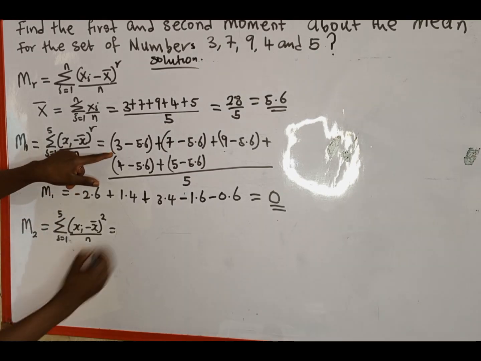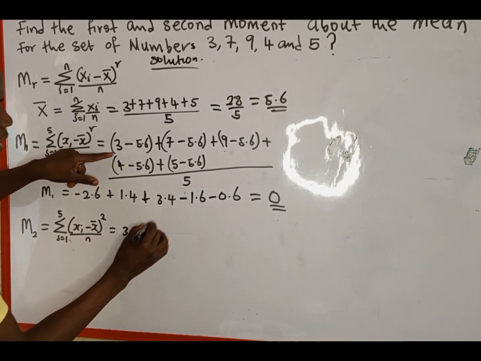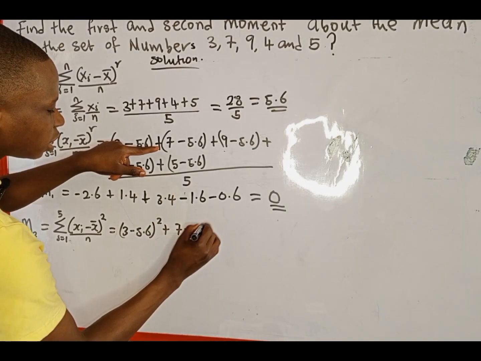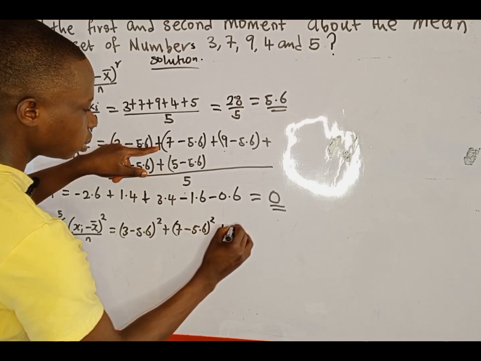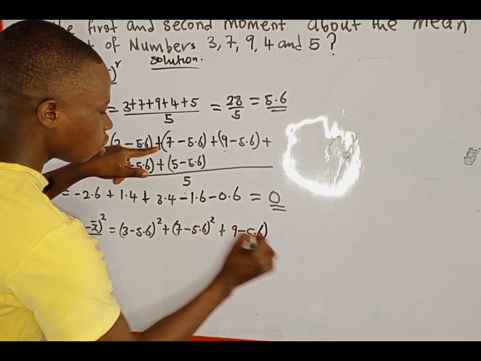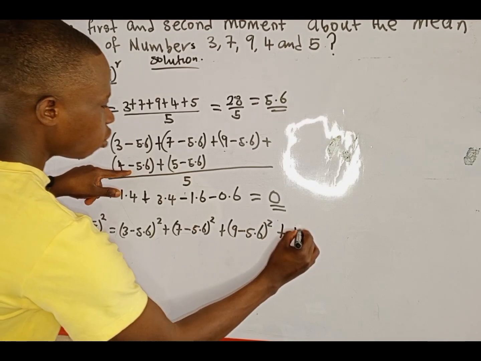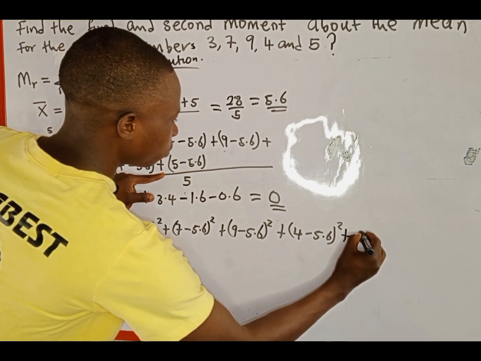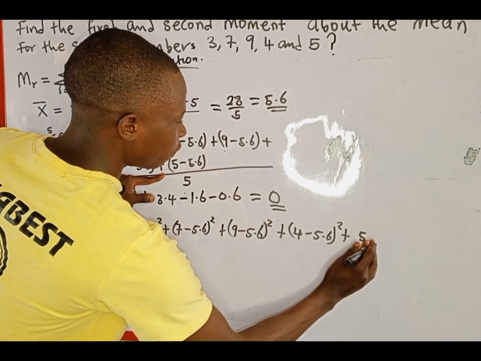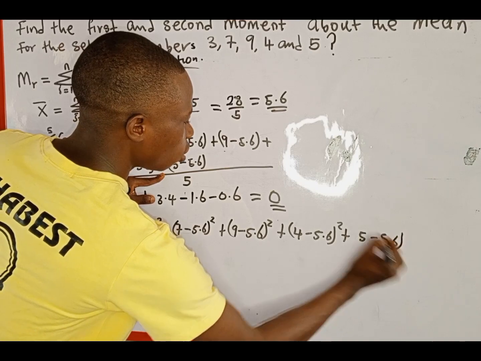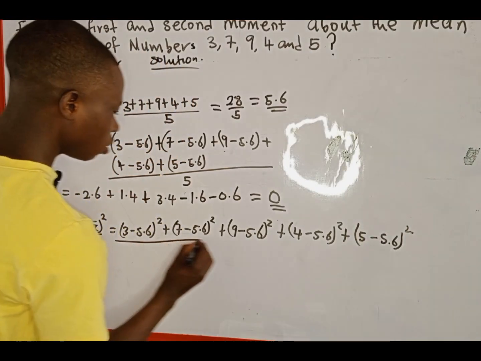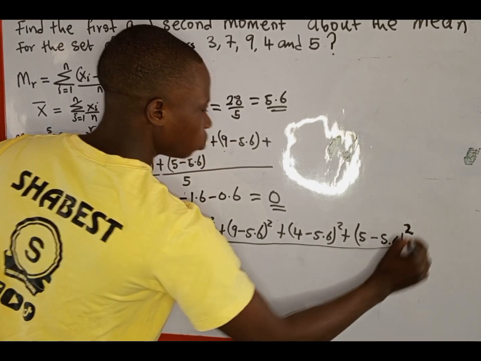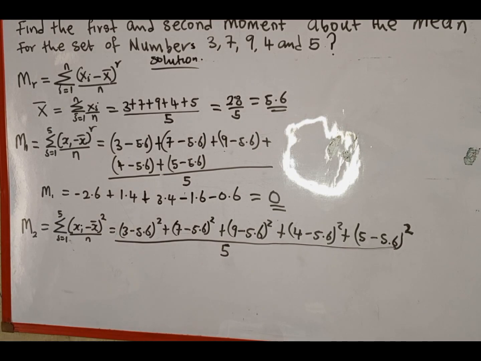The first one is 3 minus 5.6 all squared, plus the second one, which is 7 minus 5.6 all squared, then plus 9 minus 5.6 all squared, then plus 4 minus 5.6 all squared, then plus the last one, which is 5 minus 5.6 all squared. So everything over n, and my n is equal to 5. So this is how to get the second moment about the mean of a set of data.